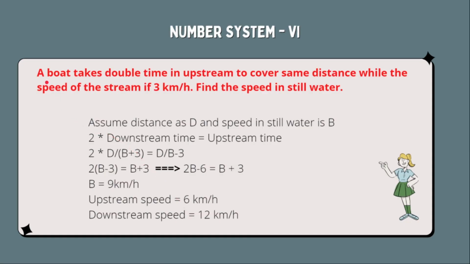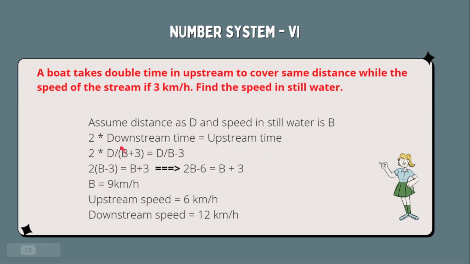Next. A boat takes double time in upstream to cover the same distance while the speed of the stream is 3 km per hour. Find the speed in still water. We have solved some problems in the previous video. I'm just continuing this from there only. Assume the distance is D and speed in still water is B. Okay. So what is given? 2 into downstream time equal to upstream time.